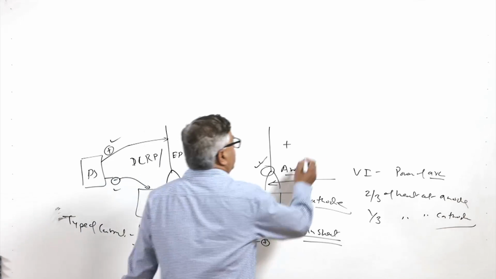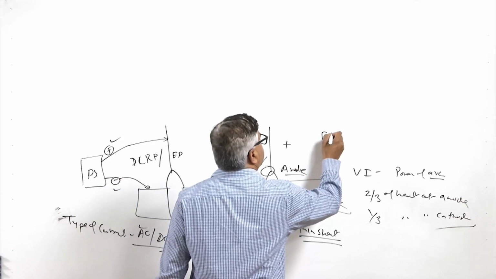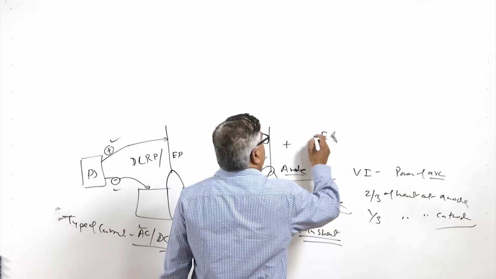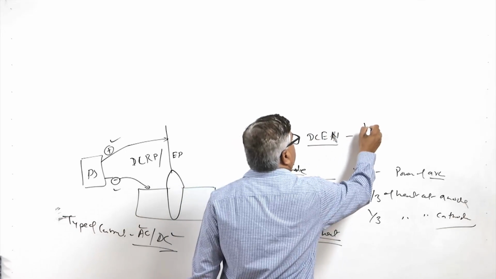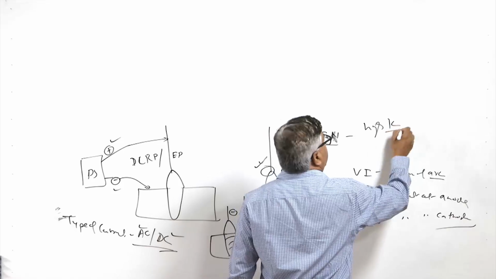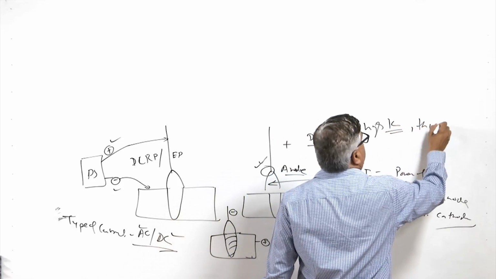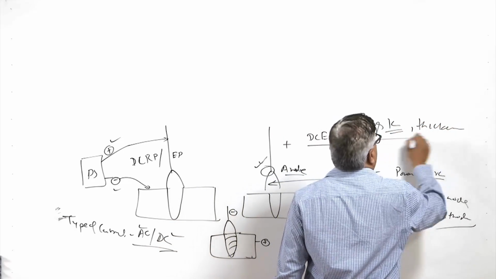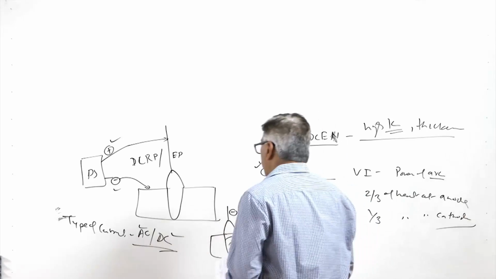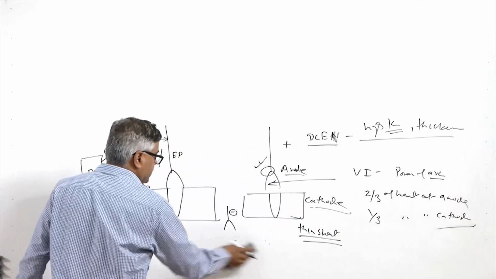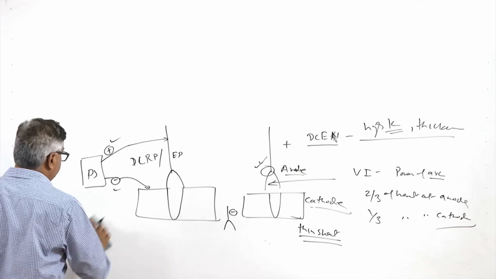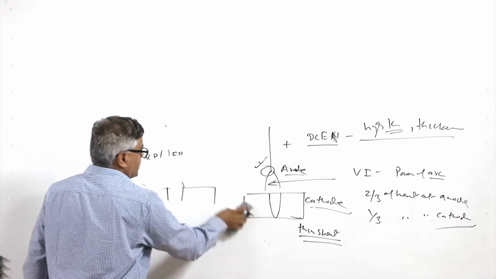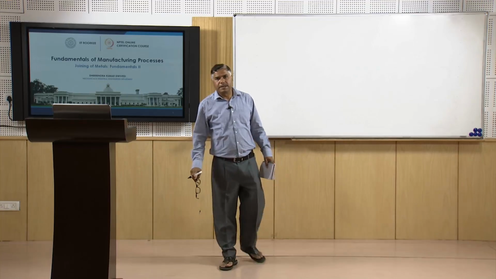So, DC EN is preferred when metals of high conductivity and greater plate thickness are being welded, since the greater amount of heat generated on the workpiece side facilitates the melting of the base plates. Now, I will summarize this presentation.